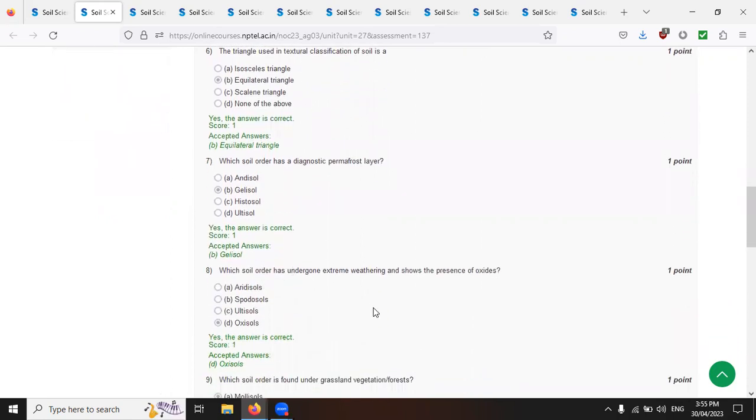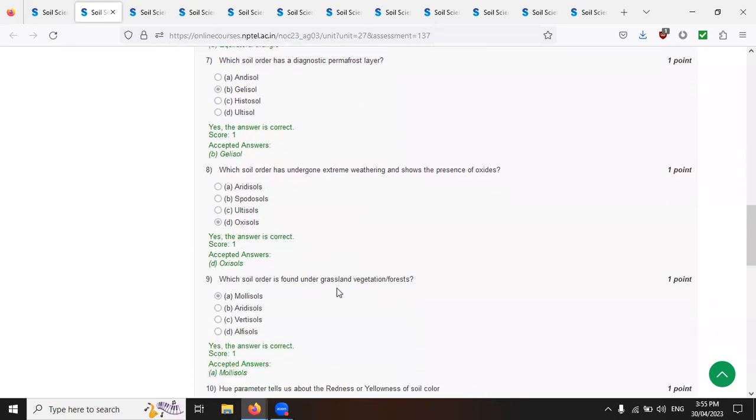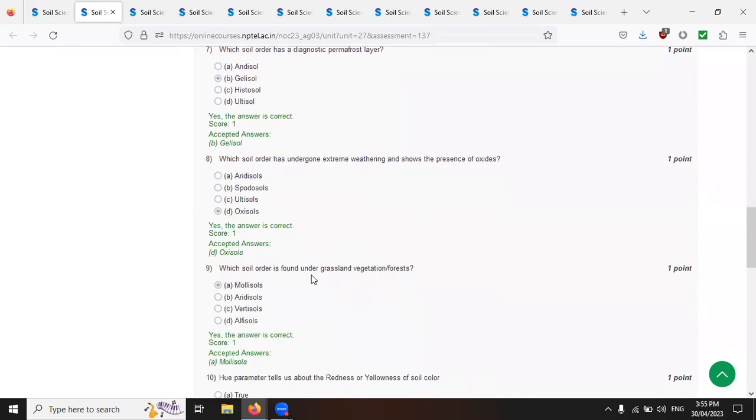Which soil order has undergone extreme weathering and shows a presence of oxides? Which one has heaps of oxidation? Aridisols, spodosols, ultisols, or oxisols? And it's oxisols.